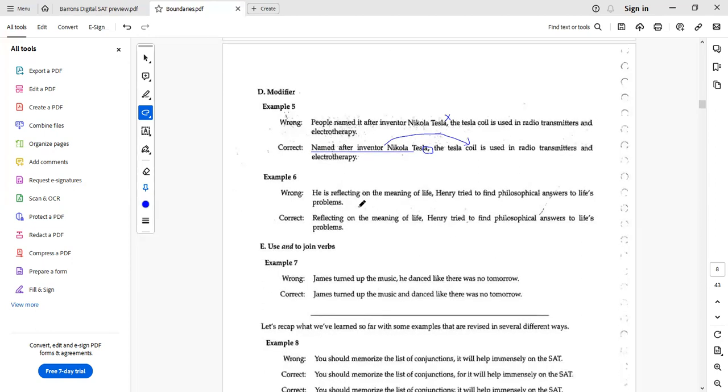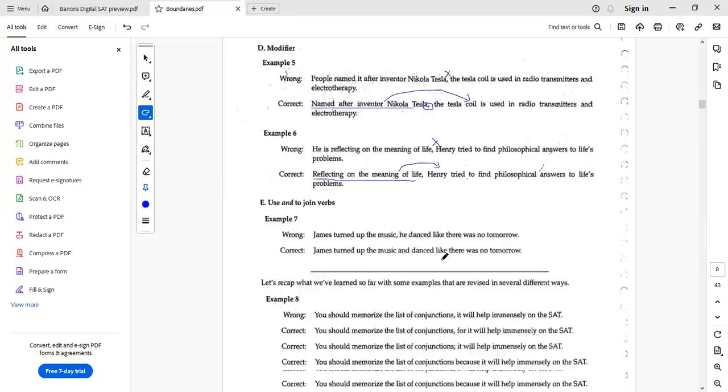Another one. He is reflecting on the meaning of life, comma, Henry tried to find philosophical answers to life's problems. Subject verb, independent, and a comma between them is wrong. He changed the first one to be a modifier: reflecting on the meaning of life, who? Henry. Tried to find philosophical answers to life's problems.